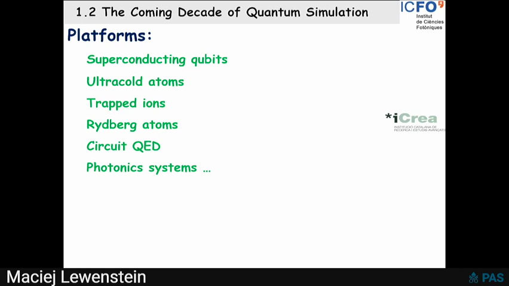Rydberg atoms, so atoms in tweezers that are excited to high Rydberg states, interacting via dipole-dipole forces. Circuit QED, so these are superconducting qubits, but in cavities. Photonic systems and quantum dot systems in semiconductors, and much, much more.